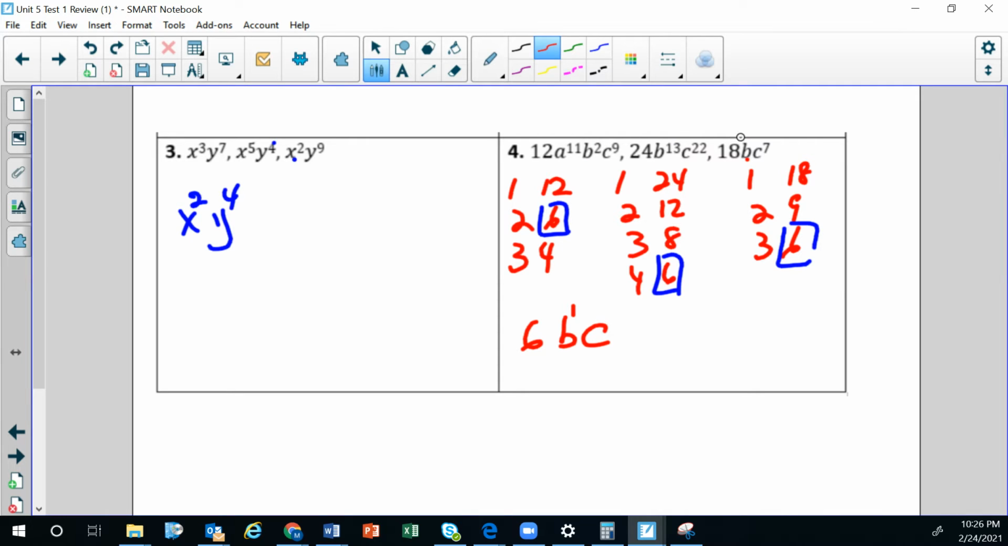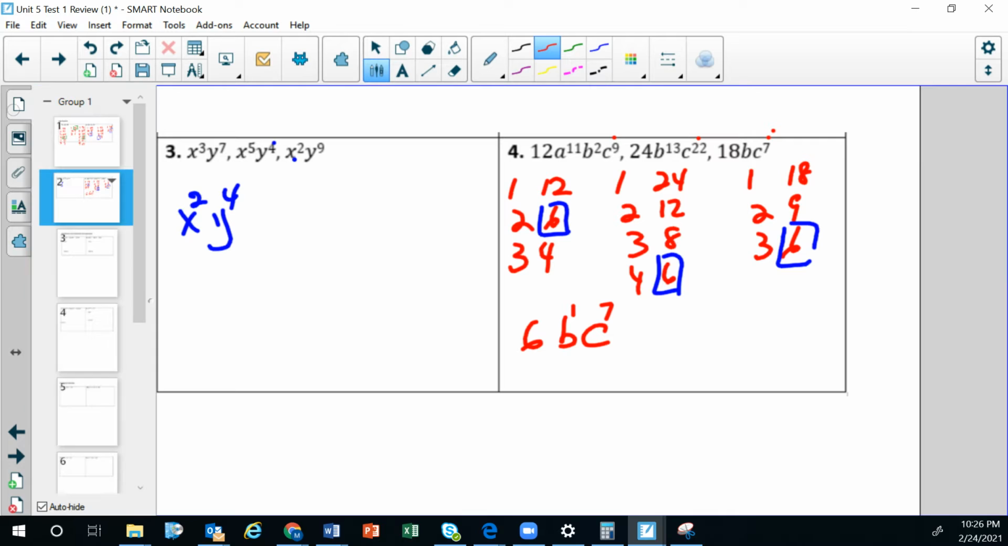Now let's look at C. I have a C to the 9th power, a C to the 22nd, and a C to the 7th. So C to the 7th is my lowest exponent. So the 7 goes right there. So that's your factor right there. Okay, let's go on to the next number.